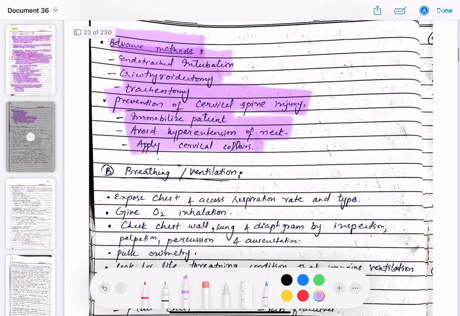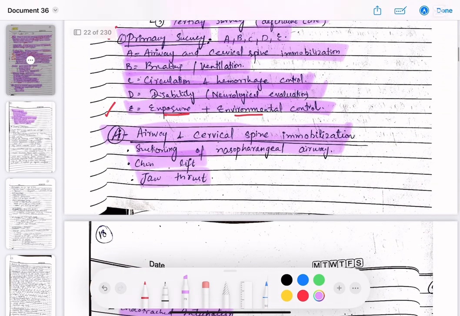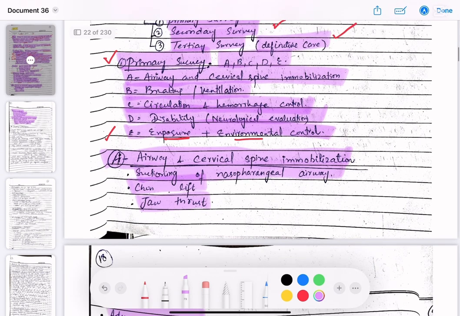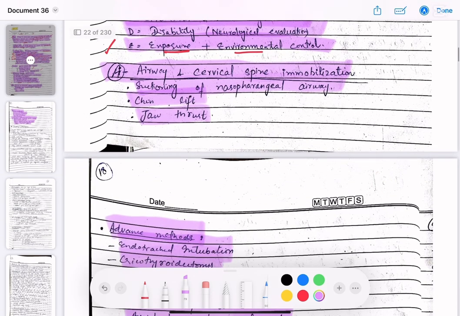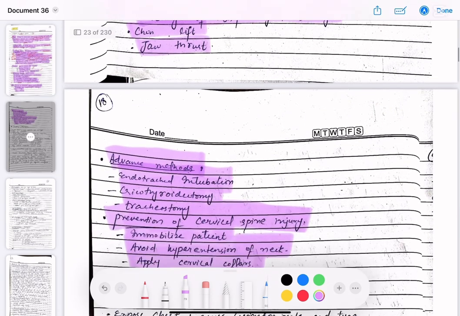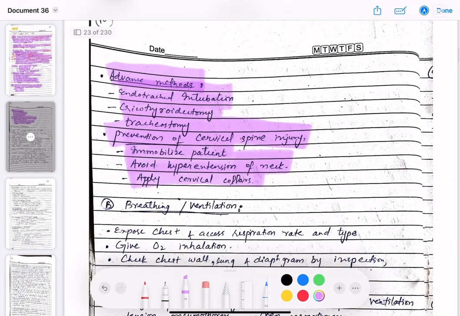So these are the methods of the primary survey A, B, C, D, E: airway, cervical spine, breathing, circulation, hemorrhage, disability, and exposure. Airway and cervical spine immobilization: suctioning, nasopharyngeal airway, chin lift, and jaw thrust. Advanced methods are endotracheal intubation, cricothyroidotomy, and tracheostomy. For prevention of cervical spine injuries: immobilize the patient, avoid hyperextension of the neck, and apply cervical collars.